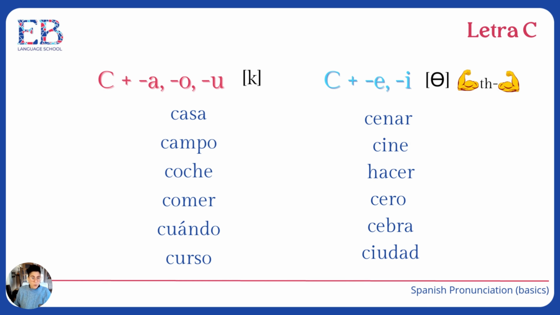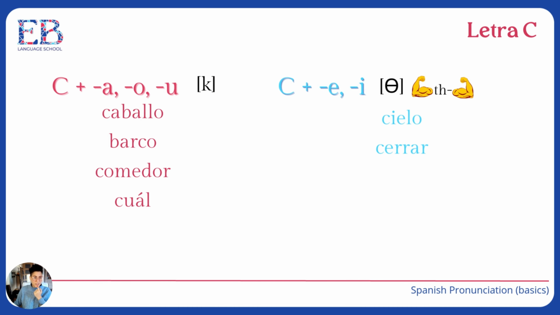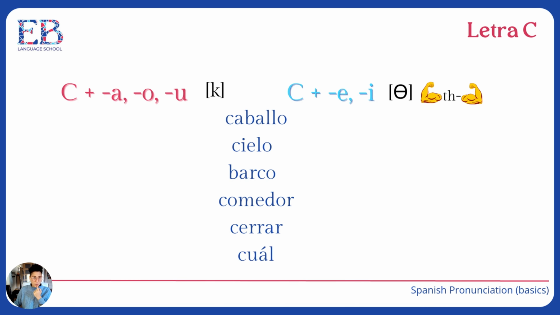So here you have some other words to practice at home. Don't be shy, don't be embarrassed. We need to put our tongue outside, in between our teeth, and exhale the air. Cenar, cine, hacer. The H is silent. Cero, cebra, ciudad. Super. So here you have some other words to practice. Try to read them out loud.